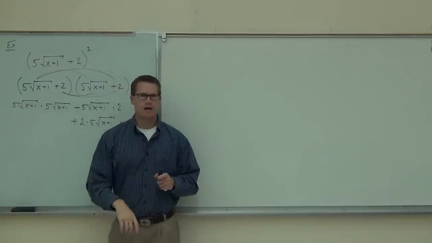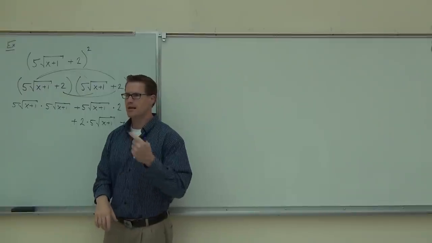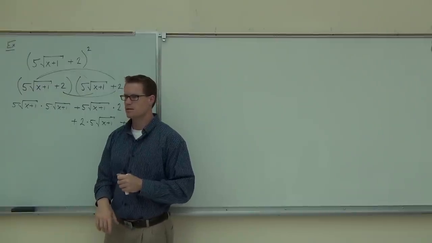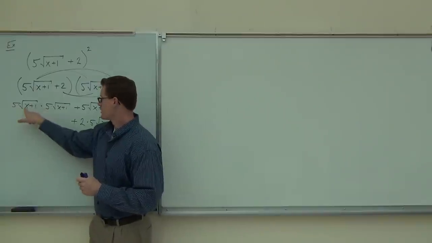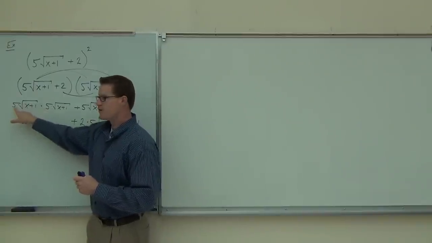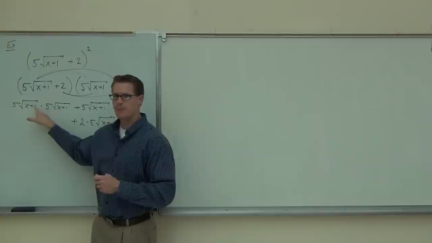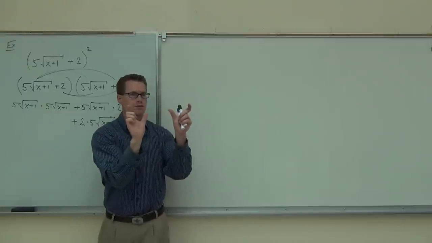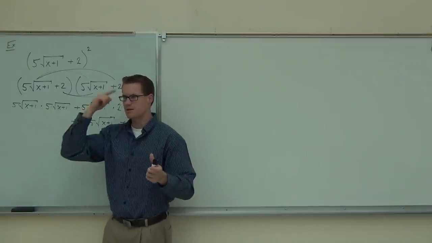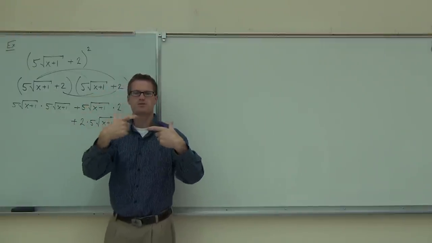What's a square root times itself? I gave you the last bit of class yesterday. It's what now? 5. So it's... Not the 5, because we're going to get 25 out of that. Good. The square root times itself gives you the radicand. And that's the thing that you need to get stuck in your head. The square root times itself gives you the radicand.